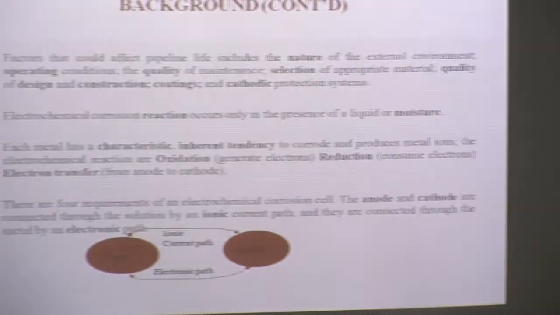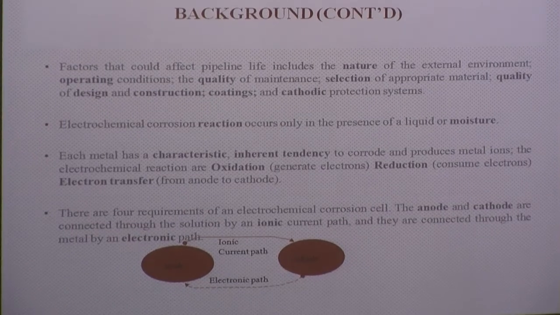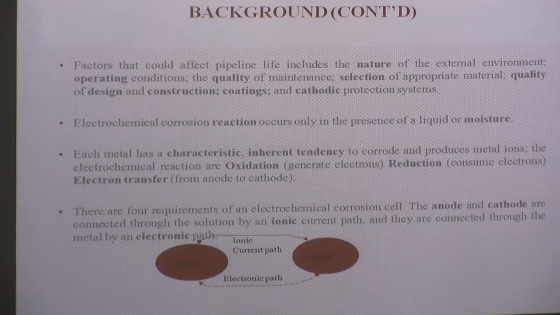Normally, when they make pipelines, they design them to last about 50 years, but a lot of times the pipelines exhaust their useful life in less than half that time. Factors that affect pipeline life include the nature of the environment, the operating conditions, the quality of maintenance, plus a whole host of other possibilities. And we know electrochemical corrosion occurs only in the presence of liquid or moisture. And that is why we can look at corrosion and see how we can either mitigate it or prevent it from happening.